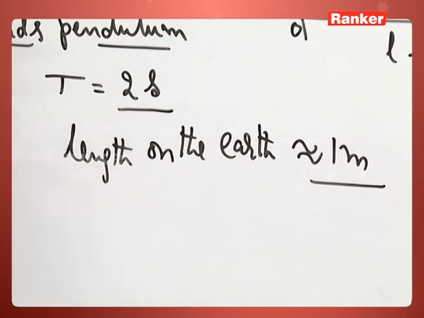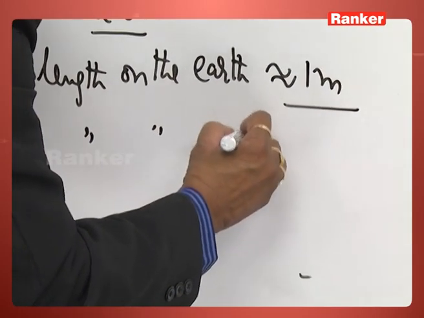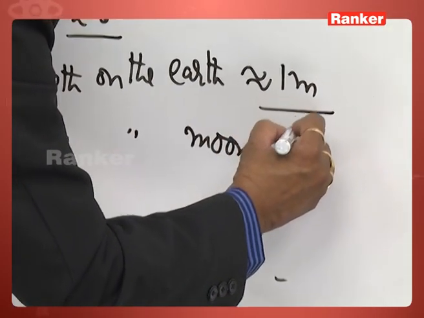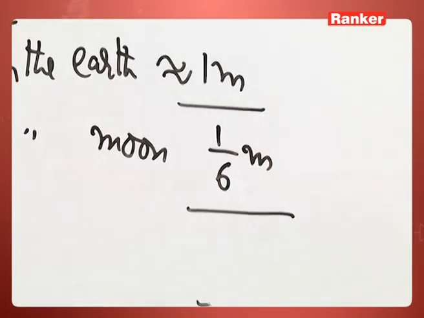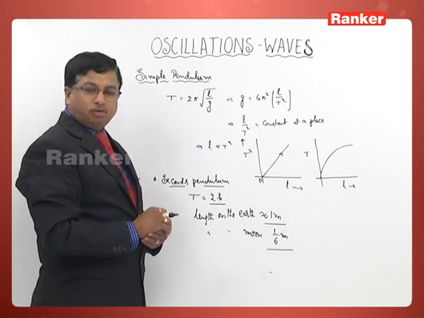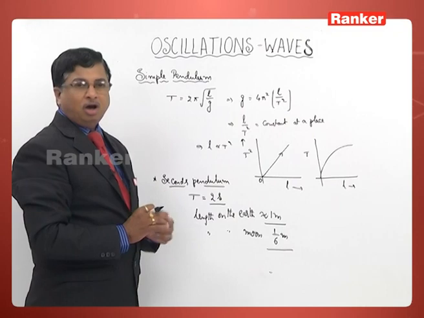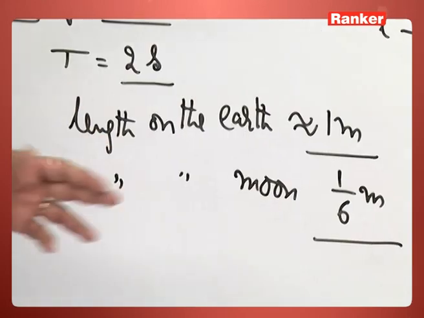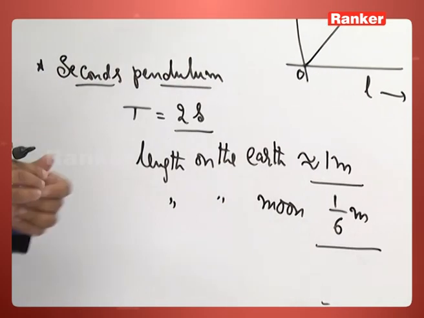And we can all understand what would be its length on the moon. You can take it as around 1/6 of a meter. Because we all know well the acceleration due to gravity on the surface of the moon is 1/6 the value on the surface of the earth. Therefore, we can write it is nearly 1/6 of a meter over here, compared to 1.